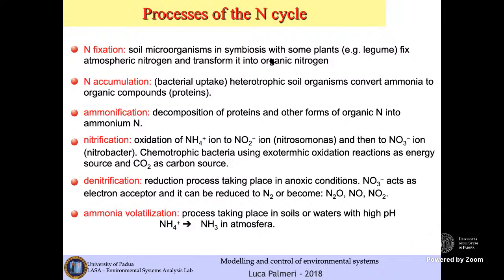Sorry. We were saying the processes of a nitrogen cycle, nitrogen fixation, nitrogen accumulation. Then we have ammonification, so it is decomposition of proteins and other forms of organic nitrogen into ammonium. Then we have nitrification, so oxidation of ammonium into nitrite and nitrate. Denitrification, conversion of nitrate into gaseous nitrogen, and then ammonia volatilization, so the transfer of ammonia into the atmosphere.